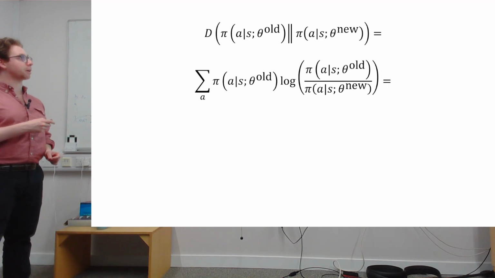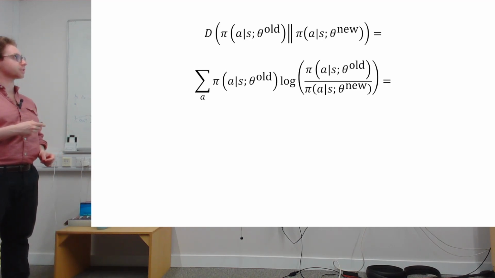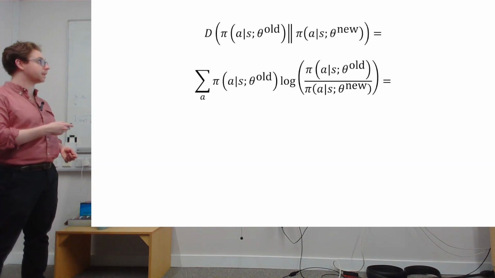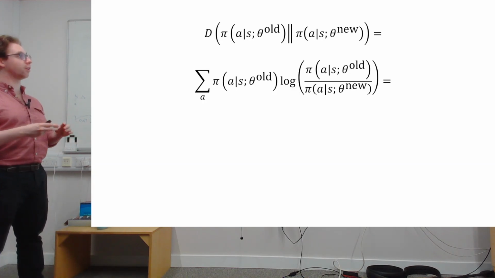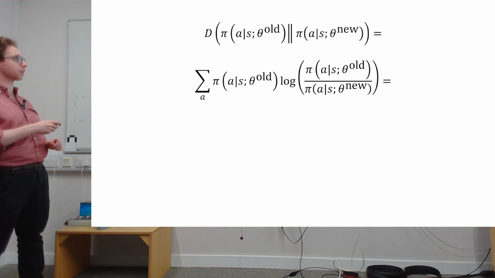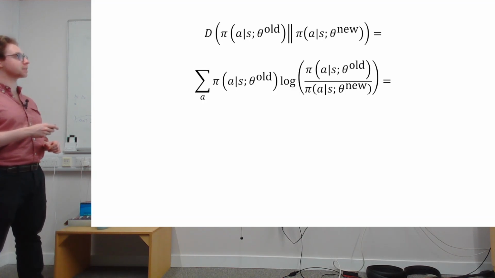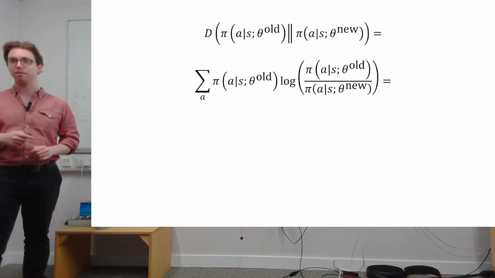And this is the expression that we have for the KL divergence, i.e. a sum over actions. In the case of a continuous action space, this would be an integral over actions, but for simplicity, we're just considering a finite action space, so a finite collection of actions which we're going to sum over, the probability of the action under the old policy, and then the log ratio of the probability of the action under the old policy to the probability of the action under the new policy. Right?